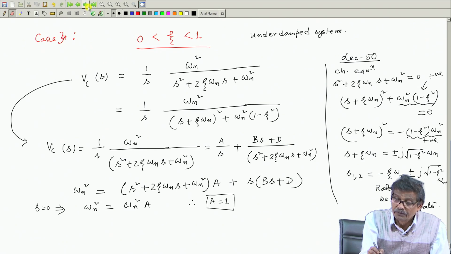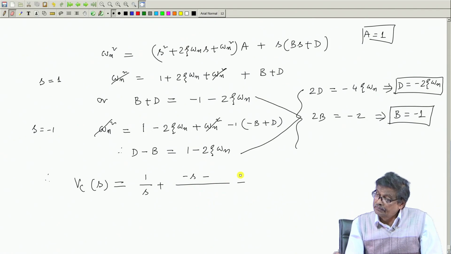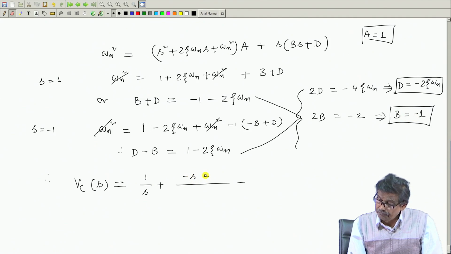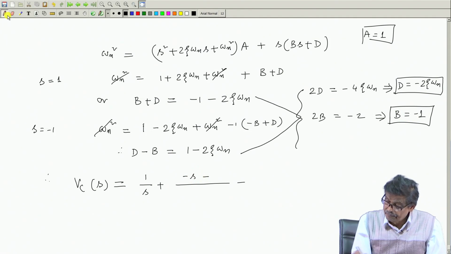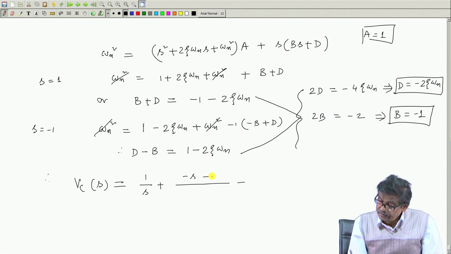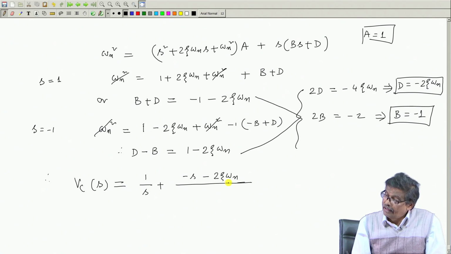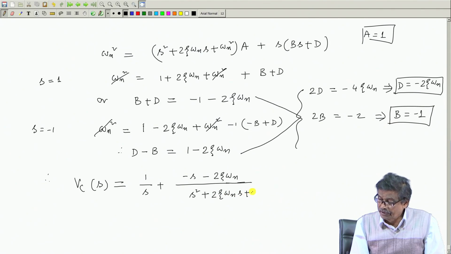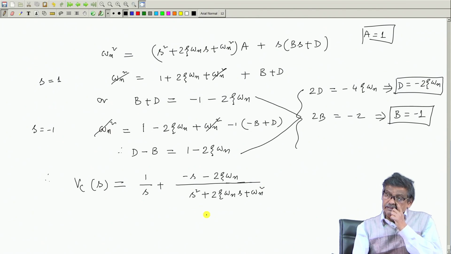So, B is minus 1, plus Bs plus D, minus 2 zeta omega n. This will be the thing, and this is equal to, and this below is s square plus 2 zeta omega n s plus omega n square. This is the thing.